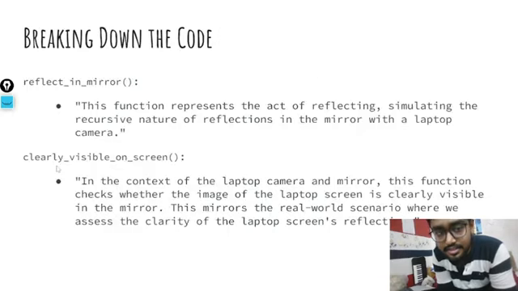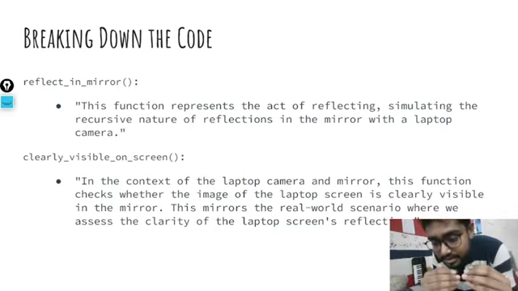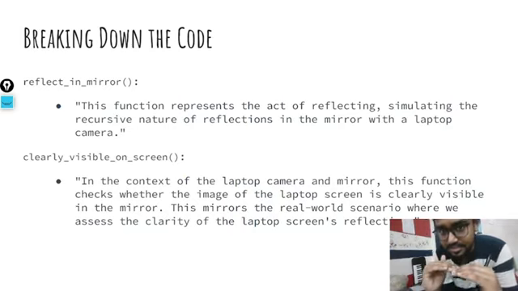Okay, got it? Let's understand this code again. Reflect in mirror. This function represents the act of reflecting, simulating the recursive nature of reflections in the mirror with a laptop camera, just like we saw. Now we said that we will introduce a base case which is clearly visible on the screen. Now this is called abstraction. You just said there is a function which means clearly visible on screen. Now you did not say what are the variables in that, what is the exact functionality, but you know that the reader knows what this means, right? This is abstraction. You just said that this exists.